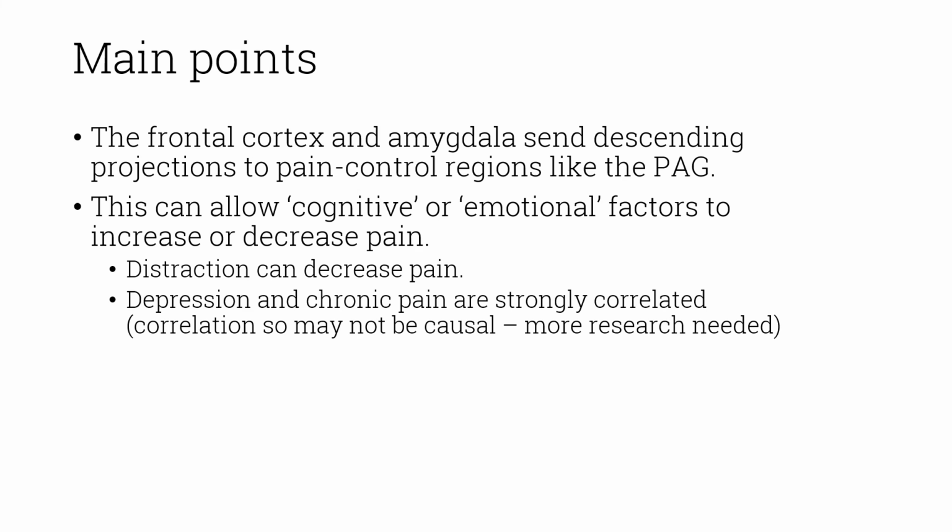So the overarching idea is that we have descending projections from higher cortical and limbic regions like the frontal cortex and the amygdala, descending into pain control regions like the periaqueductal gray matter, which exerts some control over the pain response in the brainstem. We talked about the different mechanisms by which that is accomplished. And that allows for a cognitive or emotional control over your pain perception. And that's evidenced by the fact that we can reduce pain by distraction, and also note that depression and chronic pain are strongly correlated.